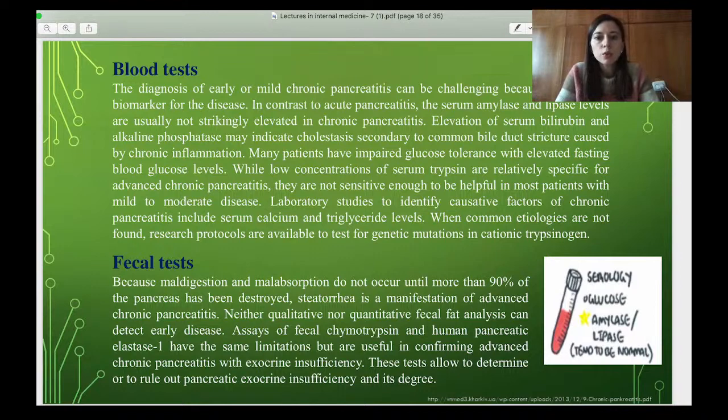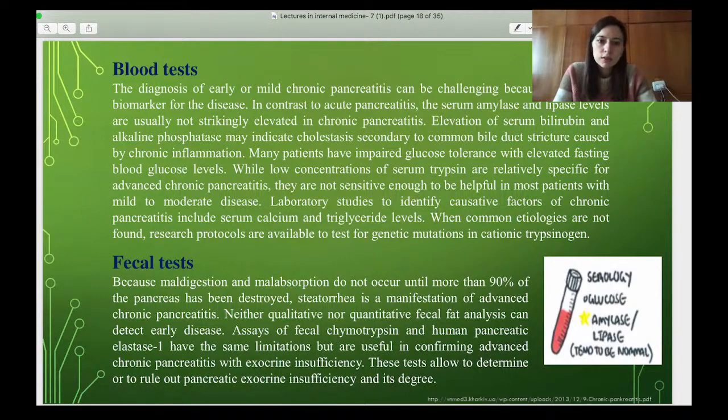Laboratory studies to identify causative factors of chronic pancreatitis include serum calcium and triglyceride levels. When common etiologies are not found, research protocols are available to test for genetic mutations in cationic trypsinogen.